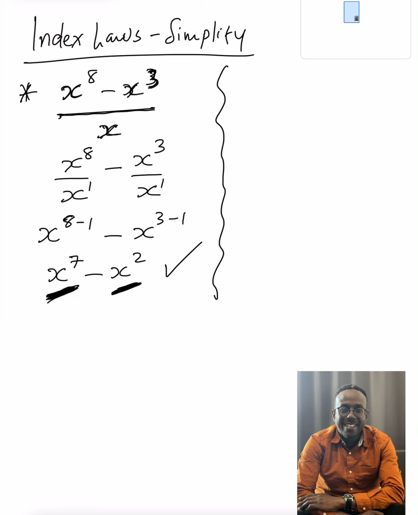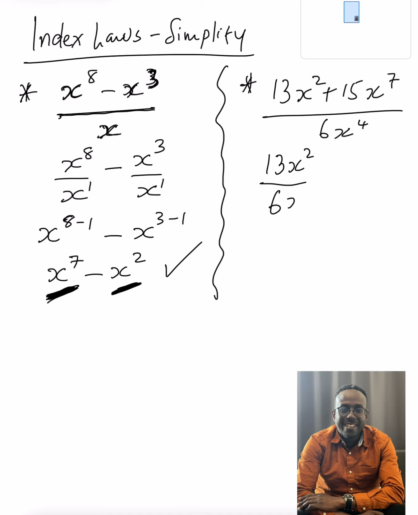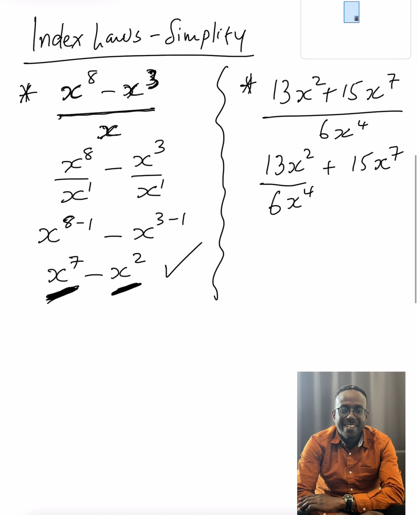I'll use this star as well: 13x squared plus 15x to the power of 7, and all that we are dividing by 6x to the power of 4. So you apply the same knowledge that you know of dividing indices. Now I will split them again: 13x squared divided by 6x to the power of 4, plus we also divide 15x to the power of 7 divided by 6x to the power of 4.